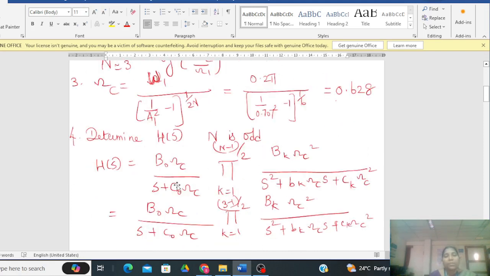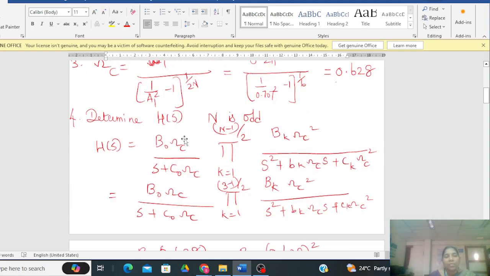The next step, we have to determine the analog transfer function H of s. Since n is odd, we will be choosing this formula: H of s equal to b naught omega c divided by s plus c naught omega c, times the product of k equal to 1 to (n minus 1) by 2 of bk omega c square divided by s square plus small bk omega c s plus ck omega c square.